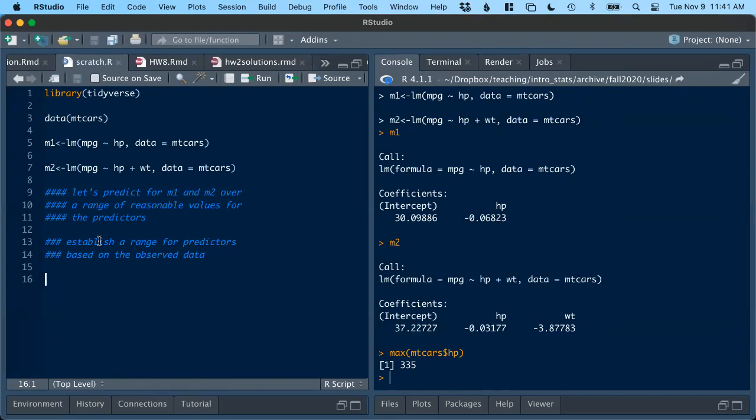So I'm going to say my new data is going to be called test data, and it's going to be a data frame. And I have two variables, right? What are my two predictors? HP and weight, right?